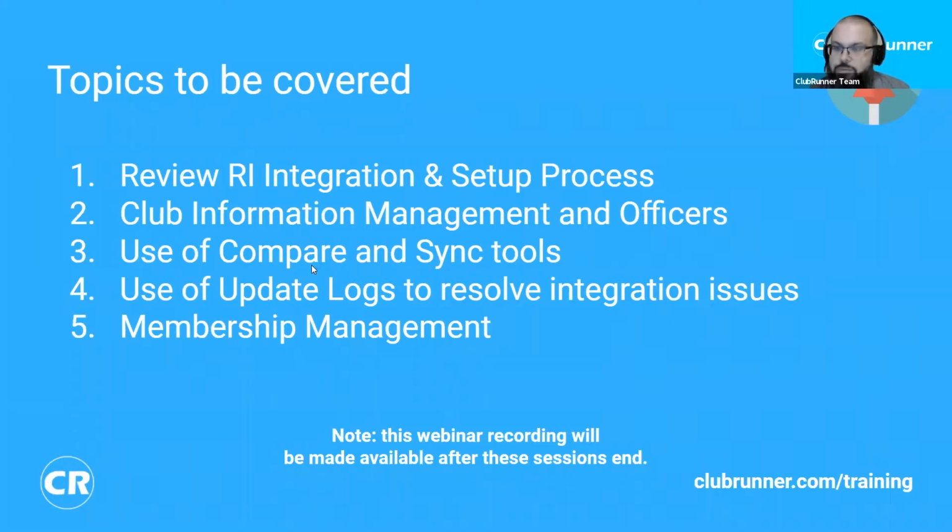We're going to review our compare and sync tools, which are quick tools to let you pull changes or push changes between Rotary and ClubRunner. We have one for membership management and one for club executives. We're going to take a look at all of the update logs in ClubRunner related to the integration services. So things like who processed membership updates, who made changes, and if there's a failure or an integration issue that we can't resolve, how you're notified of those and what you should do to resolve those. And lastly, we'll be covering some basics on membership management.